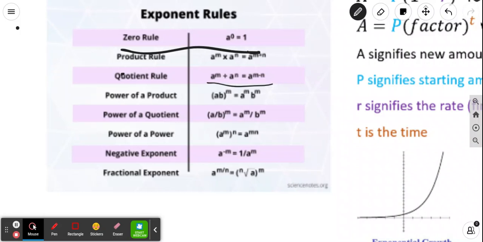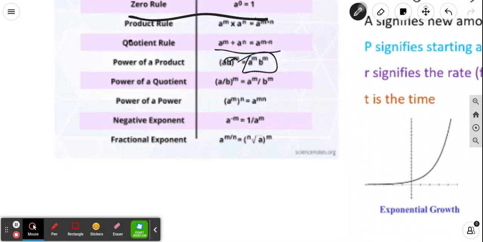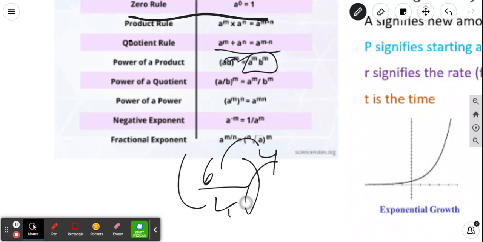Power of product. I kind of like to think of it as distributing it out like that, and then you're left with that. Okay, so if you're given 6 over 4 to the power of 4, you kind of distribute it out like this.